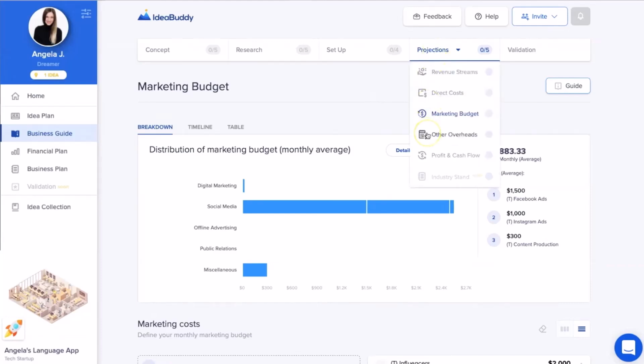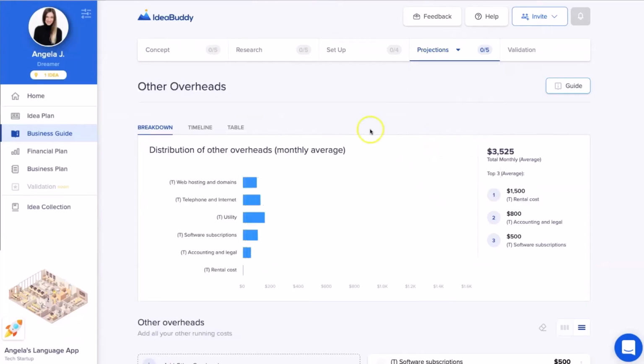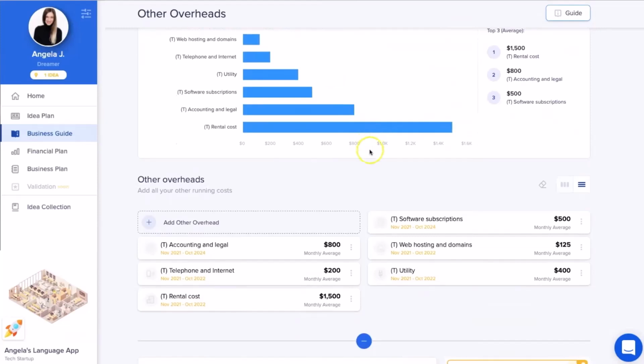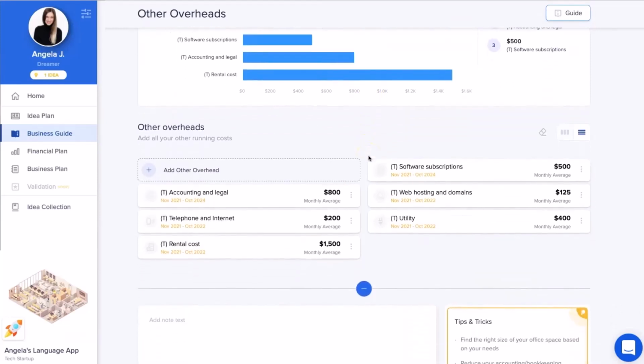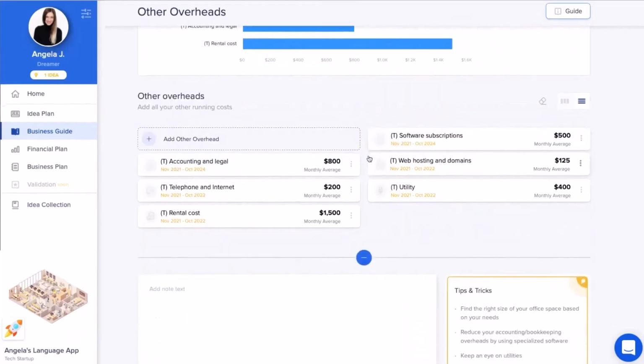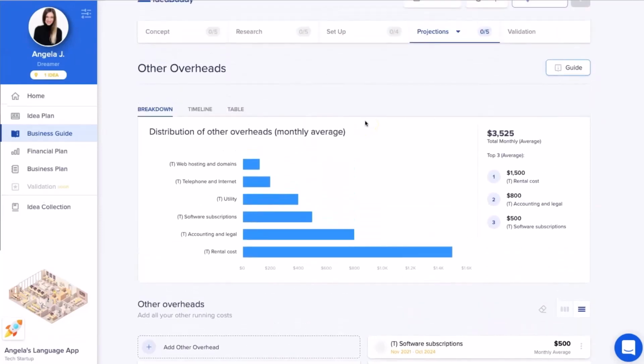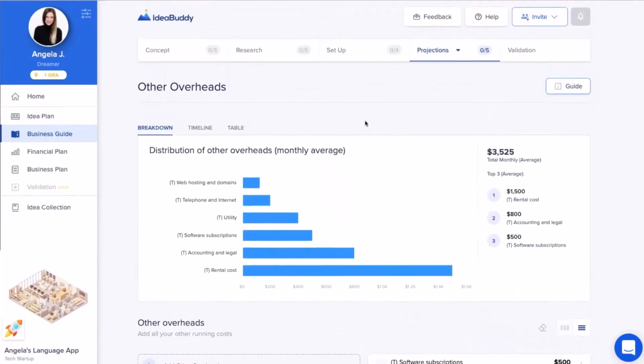Next, let's take a look at other overheads. Your other overheads are all of those things that are tied to your day-to-day operations, all of the boring stuff, like rent and internet bills, telephone bills, utilities, but all of them need to be considered. And once you've added them in here, they will be added automatically into your financial plan.